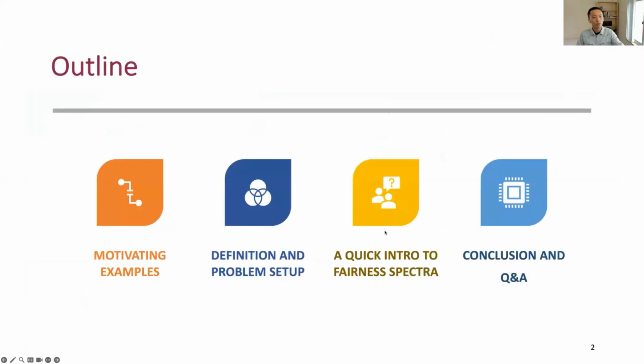Cool. So the outline of my presentation would be four parts. First, I will introduce two motivating examples to give a taste of what exactly algorithmic fairness research is about. And second, I will present a non-exhaustive list of currently proposed fairness definitions.